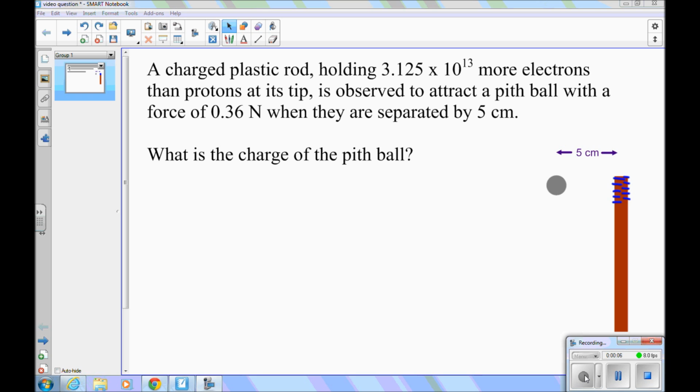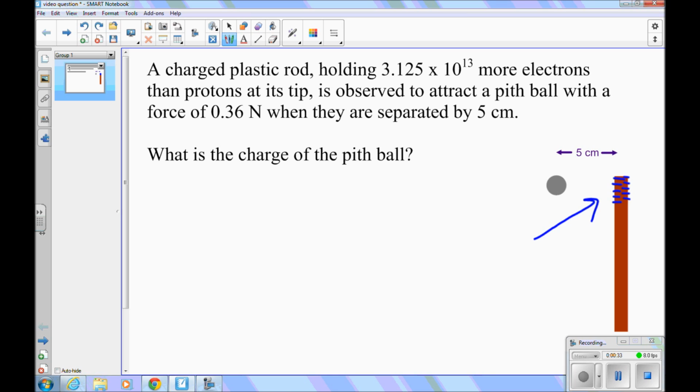What I'm trying to accomplish today is looking at Coulomb's law and how I can use it to look at the interaction between two things. What I have here is a charged pith ball. Remember, a pith ball is a graphite coating around just a styrofoam ball. And then here I have a charged plastic rod.